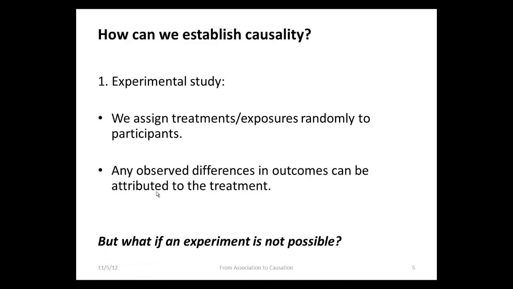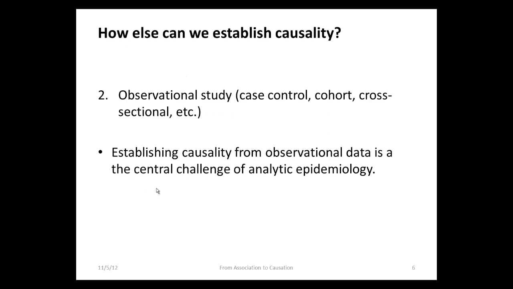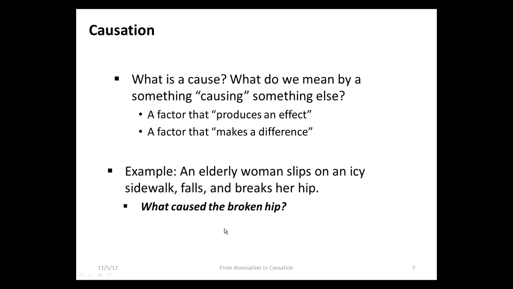But as we know, it's often the case that an experiment is not possible or feasible. So what else do we do? Observational studies, and again, we've looked at several different kinds: case control and cohort and cross-sectional, and an ecologic study where you're just comparing the different occurrence of two different variables occurring naturally. So there, establishing causality gets a little trickier because we haven't randomly assigned treatment or exposure.